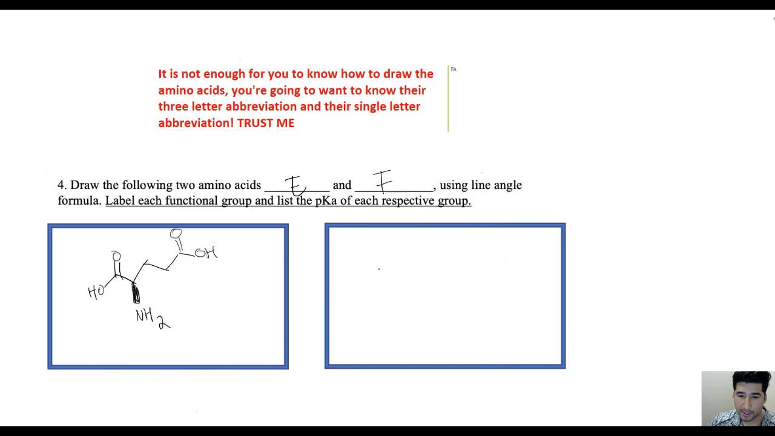Okay. So then we're going to move on to phenylalanine. Again, every single amino acid has a carboxylic group. They have an amine group. And this one has a benzene as a side chain. Alright. So then it's also saying to label each functional group and list the pK of each respective group. So the pK of this is 4, that's 9, and then that is 2.9.